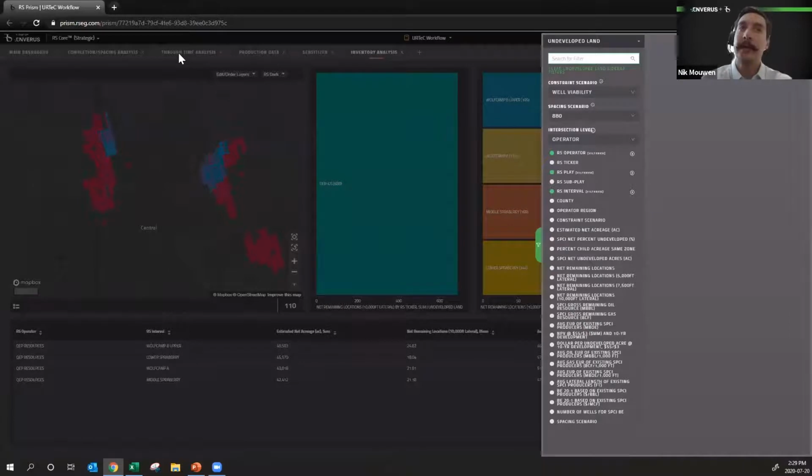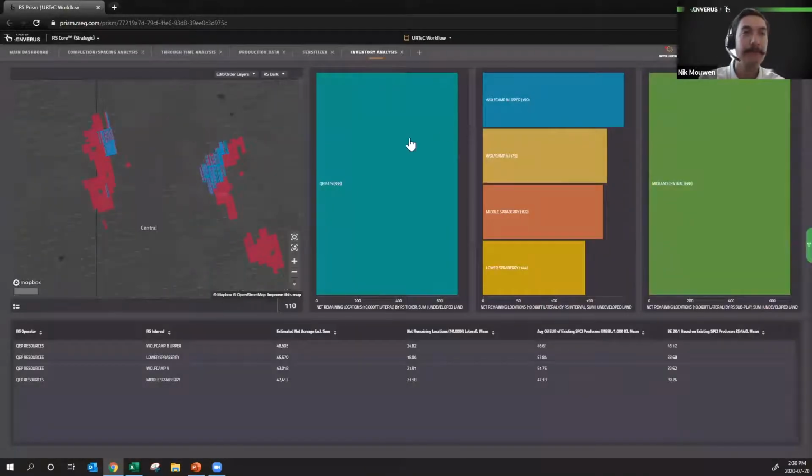So when we are looking at the spacing analysis, back in the completions and spacing analysis tab, we basically saw that every operator is doing 6 wells per section, so 880 foot spacing. So that's what I've gone ahead and selected. That's how the inventory is going to be calculated. So that's going to be assuming the spacing historically and the spacing on a go-forward basis for calculating that inventory.